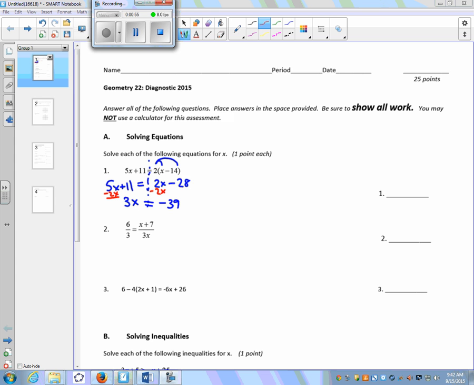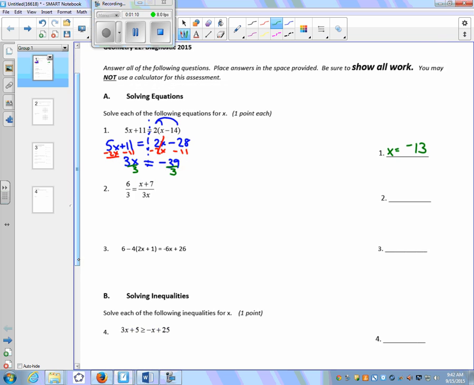That gives us the 3x, and subtract 11 from both sides. That gives us the negative 39. So our final answer here is x equals negative 13. Divide by 3 on both sides to get negative 13.